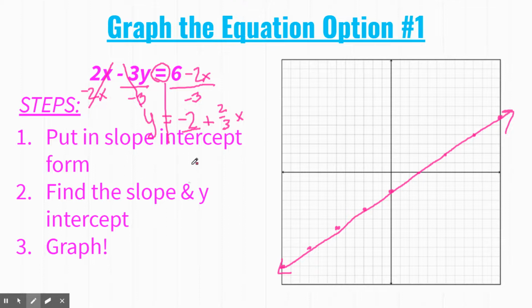So step 1 is to convert it and then to graph. So that's option 1. You convert it to slope-intercept form, and we graph it just like we do for slope-intercept form.